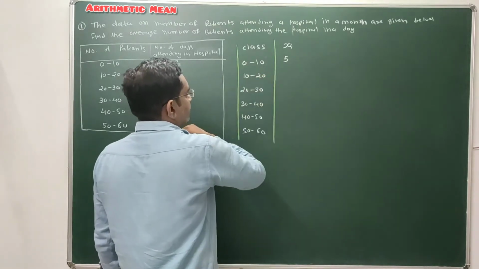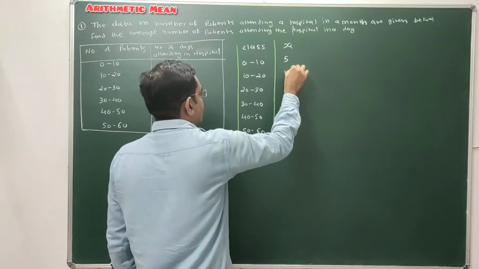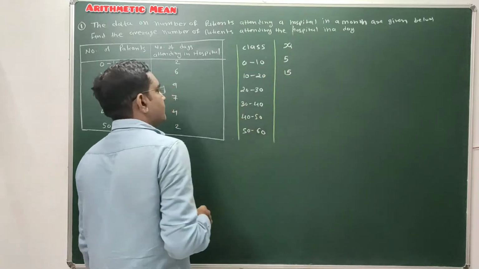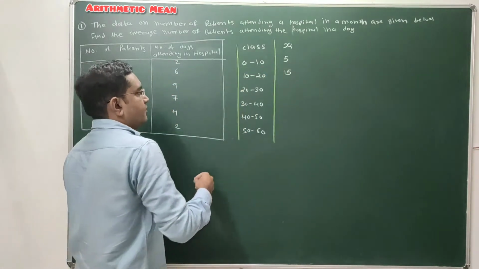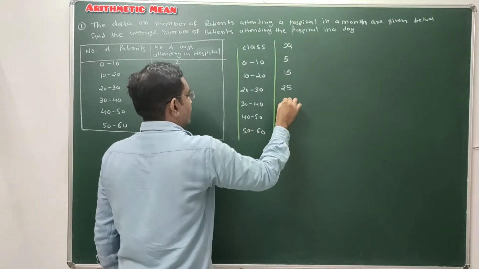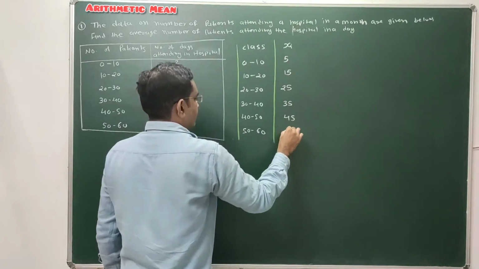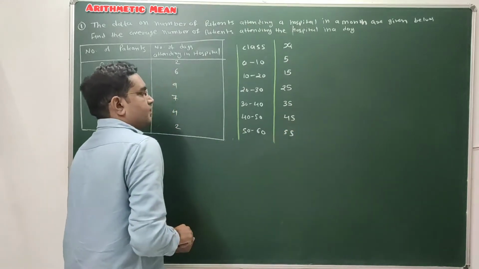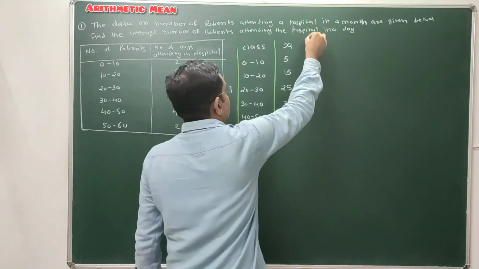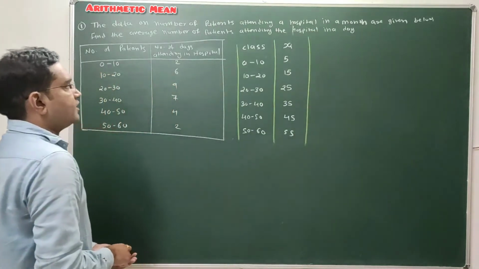Here upper limit plus lower limit, 20 plus 10, 30 divided by 2. The upper limit is 20, the lower limit is 10. Class interval is 15. Similarly, this will be 25, this will be 35, 45 and this will be 55. After class interval, we are given the frequency of each class.